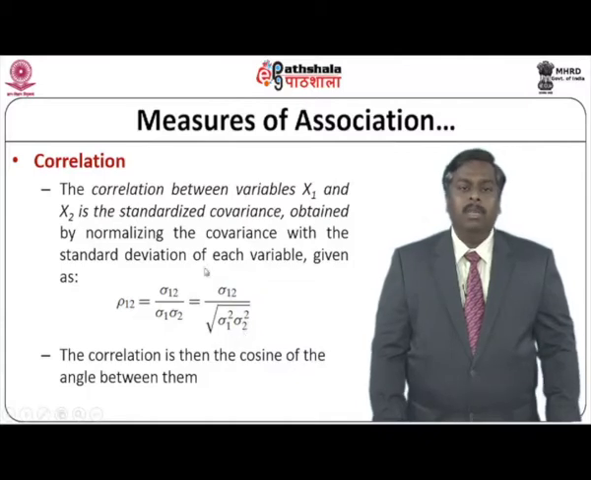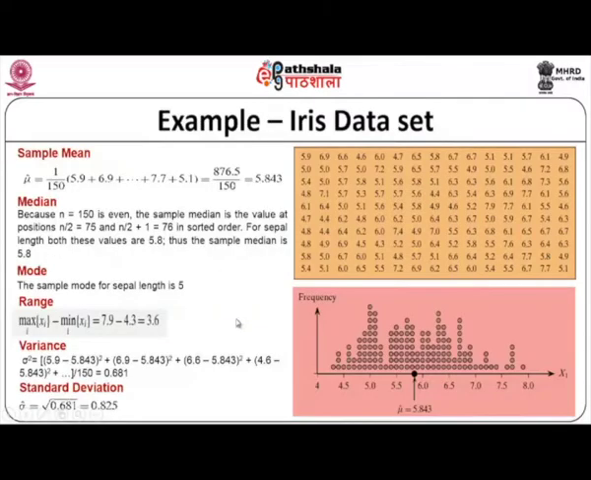The cosine of this correlation is going to provide an angle between these two covariances, that is the angle between these two dimensions. Now let us take a sample data. Consider the iris data set.